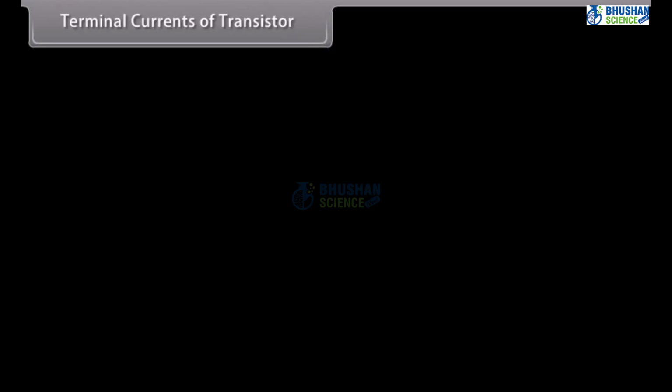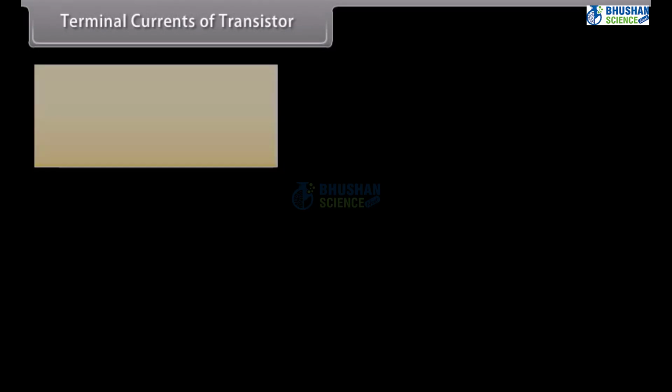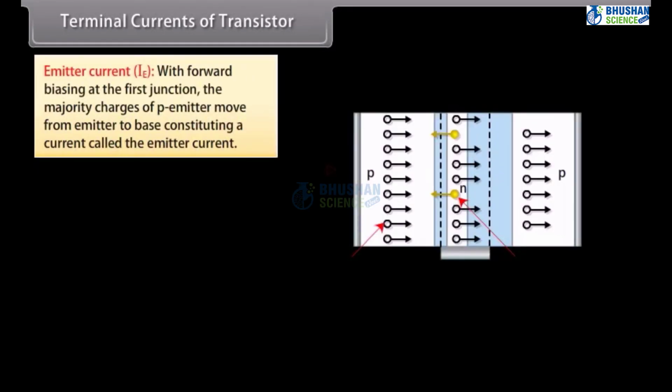Terminal currents of transistor. We consider PNP transistor to understand about different terminal currents. Emitter current, IE. With forward biasing at the first junction, the majority charges of P emitter move from emitter to base, constituting a current called the emitter current.